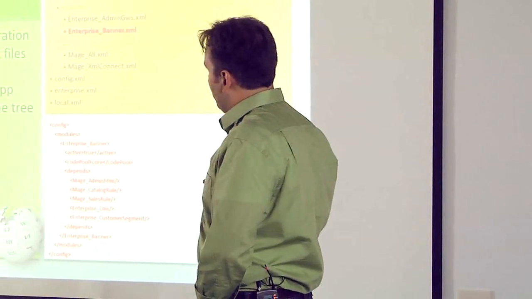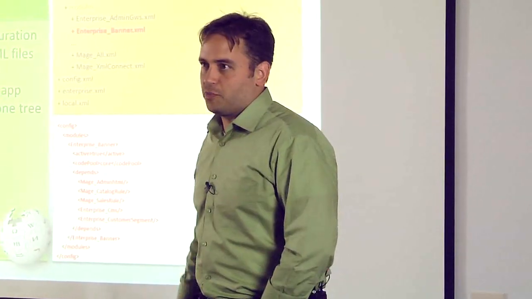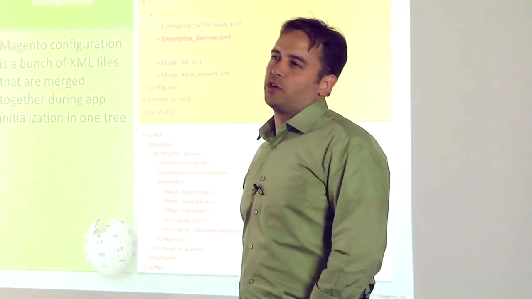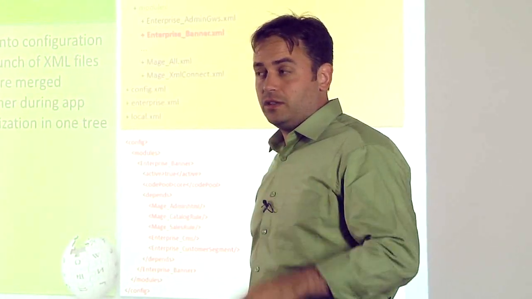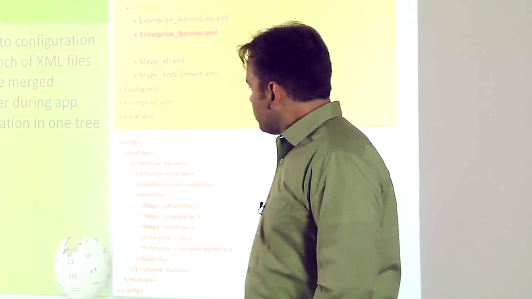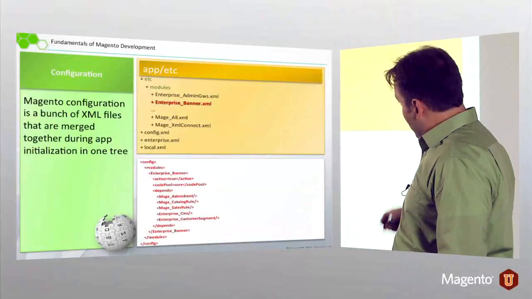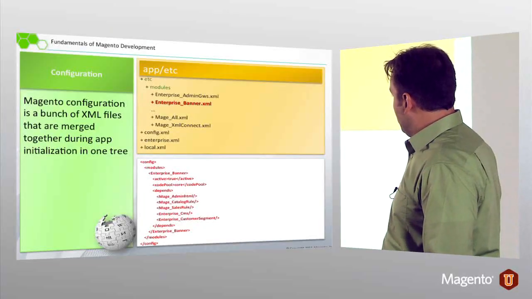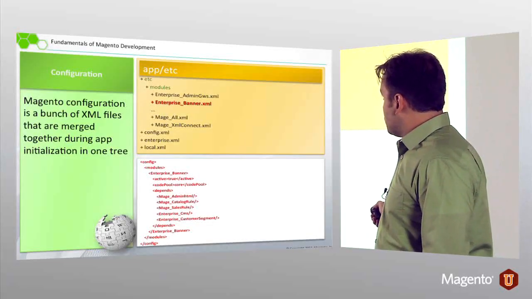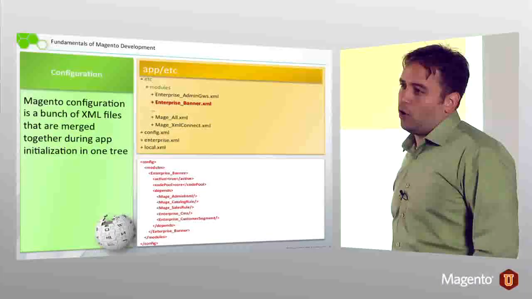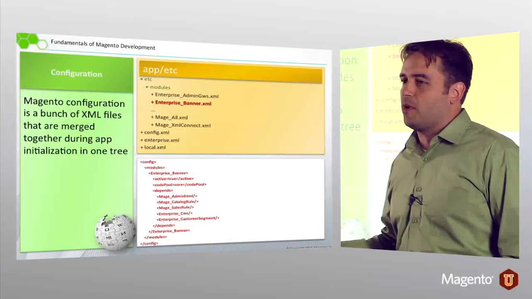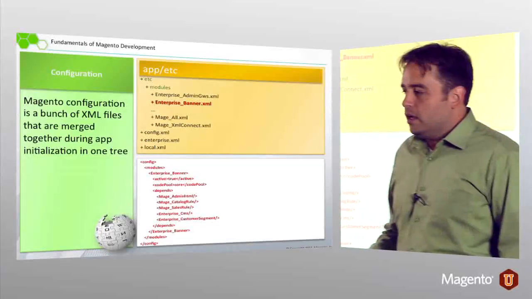First, we look in app.xml modules. Well, actually, not first, but outside of some core configuration files like your local.xml under app.xml. There's also config.xml and enterprise.xml. But in app.xml modules, we have what are called either module registration files or module activation files.